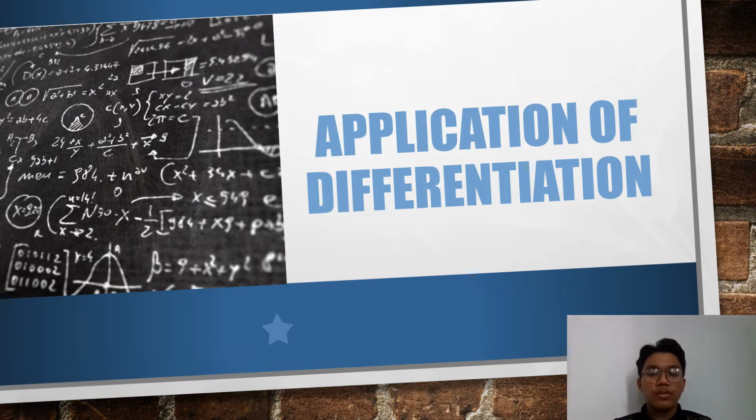Before that, we will introduce you about application of differentiation. Differentiation allows us to find rates of change. For example, it allows us to find the rate of change of velocity with respect to time, which is acceleration. It also allows us to find the rate of change of y with respect to x, which on a graph of y against x is the gradient of the curve. So let's move to the question that we will be answering.